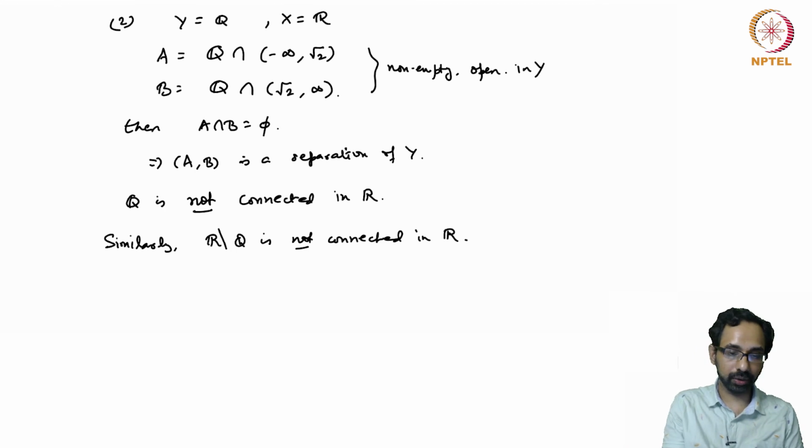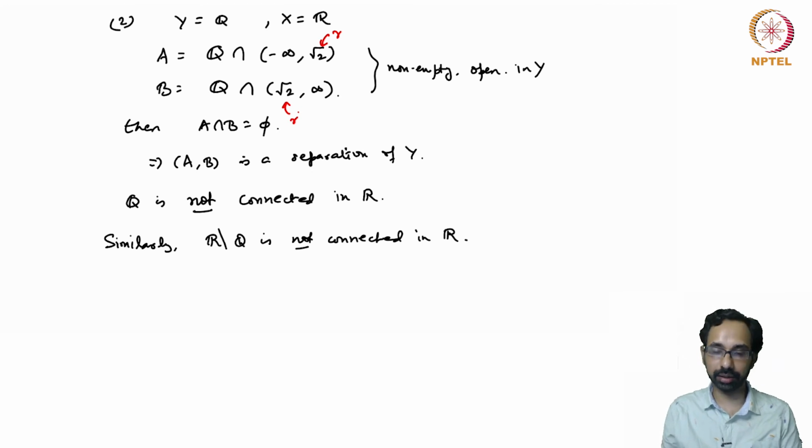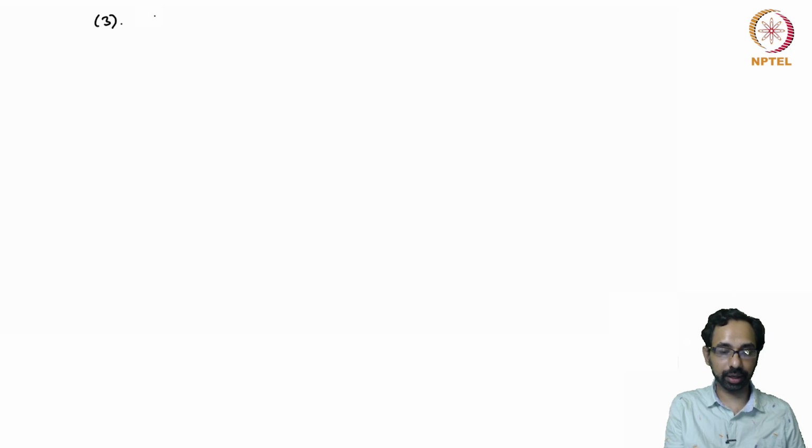So here notice that you can take any irrational number rather than taking √2, and it will still work. So a separation may not be unique. You can have many separations for the same set. Now let us look at another example. So take X to be R, and the topology tau is the finite complement topology on R.